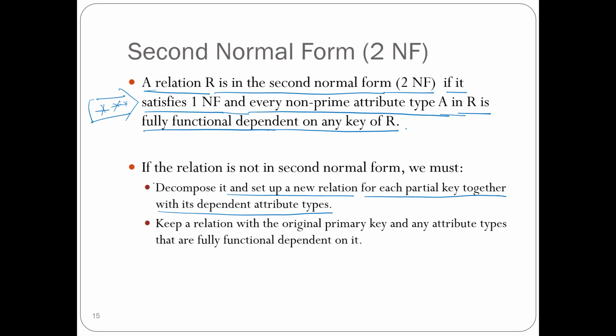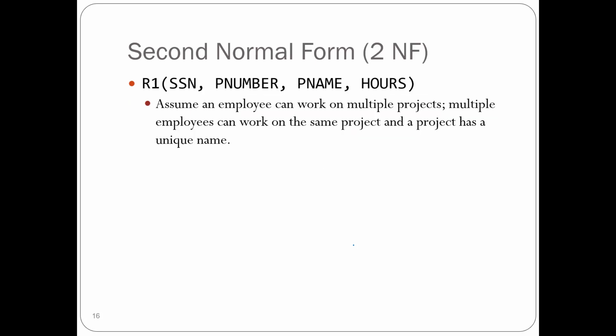Now, what is decomposition? Decomposition is something we'll have to do on a relation which does not satisfy second normal form. We'll have to decompose it and set up a new relation for each partial key together with its dependent attribute type, and we would also keep a relation with the original primary key and any attribute types that are fully functionally dependent on it, right? We need an example badly to understand this concept.